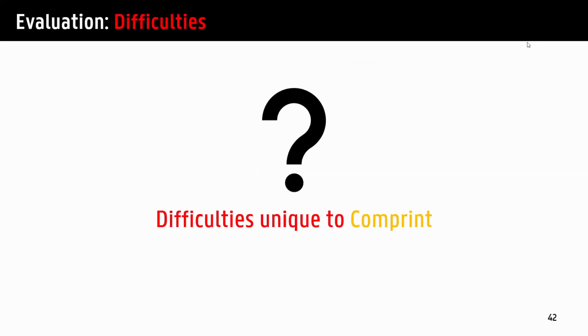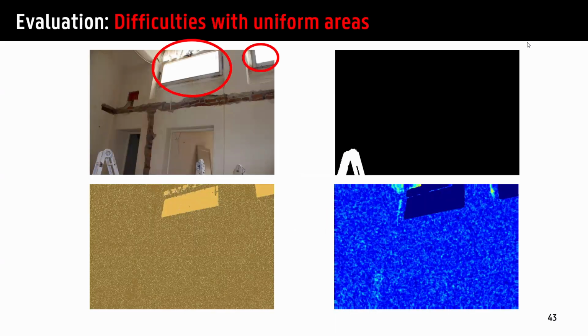So what are some difficulties for the Comprint method? Here we see that when there is a uniform area, for example, a completely white area from overexposition to light, we see that this clearly lights up in the Comprint and then also in the heat map, although these are obviously unwanted artifacts in there. So this is still something that future work should look at.